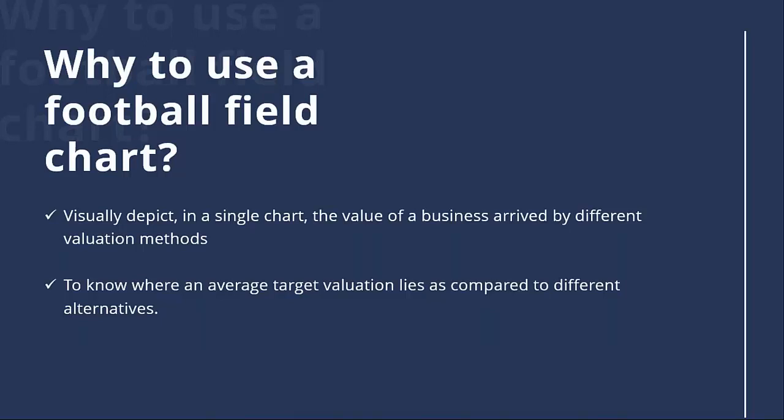And also to know where an average target valuation lies as compared to different alternatives. By this, I mean that we'll see in our practical example when we make a football field chart. But basically this line means that if we are to analyze the current share price of a company, or there is a target valuation of a company and we are analyzing that target valuation and benchmarking it with different valuation techniques, then in this football field chart, we will be able to see visually where the target valuation lies as compared to different alternatives.